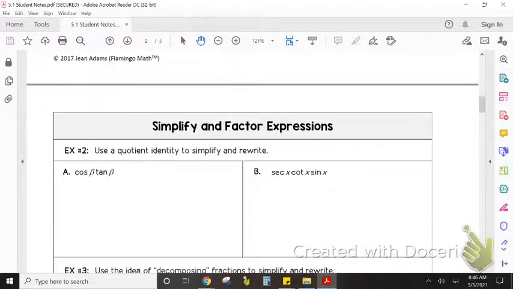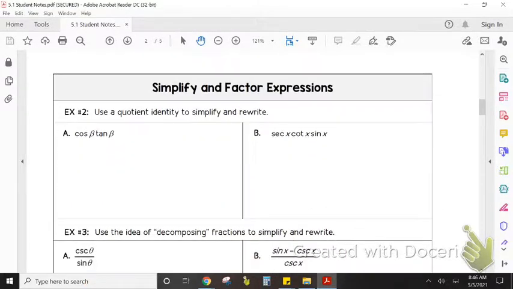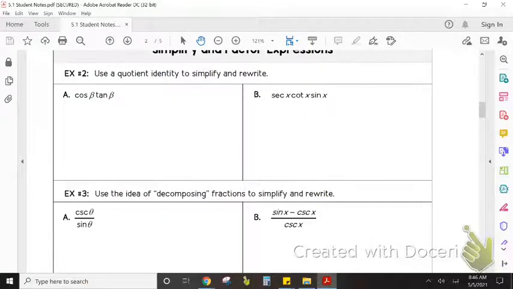All right, so example 2 here says to use a quotient identity to simplify and rewrite. Remember, to simplify means we want to make this smaller. Our goal is to make this as small as possible, and we really want to get down to just one term. Sometimes you may not be able to, but a lot of times you can. So our goal is to make this as small as possible using every identity we can to get there.